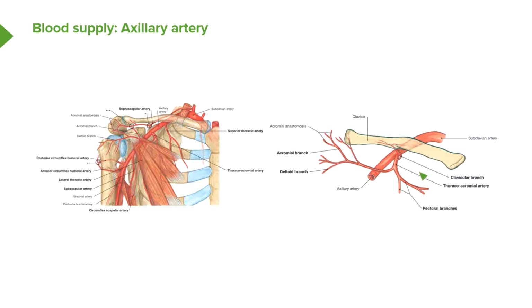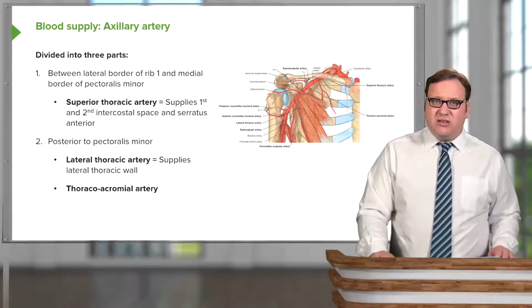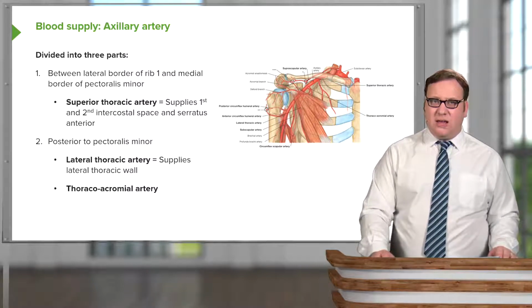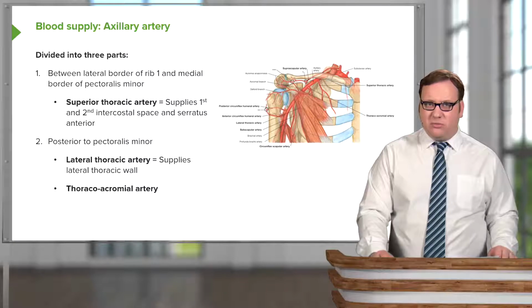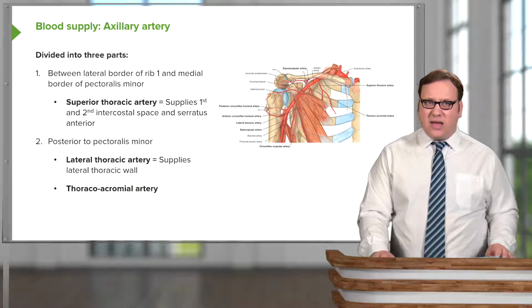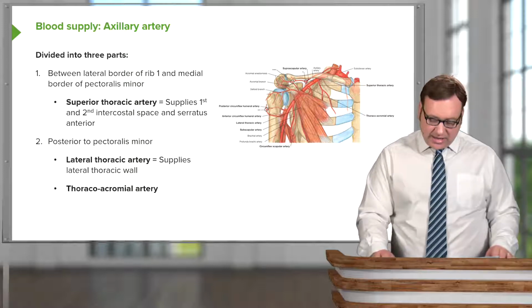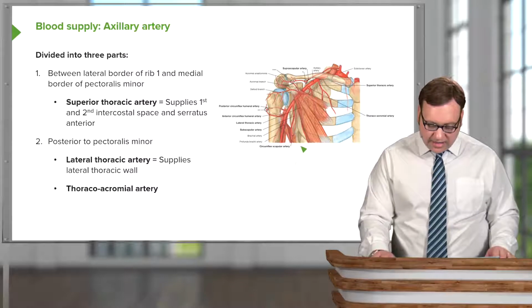Over on this side of the screen, we can see the first part of the axillary artery as it's passing deep to the clavicle. And we're going to look at the branches that are coming from it. So the axillary artery can be divided into three parts. Between the lateral border of rib 1 and the medial border of pectoralis minor, we have the first part. And coming away from the first part is the superior thoracic artery.